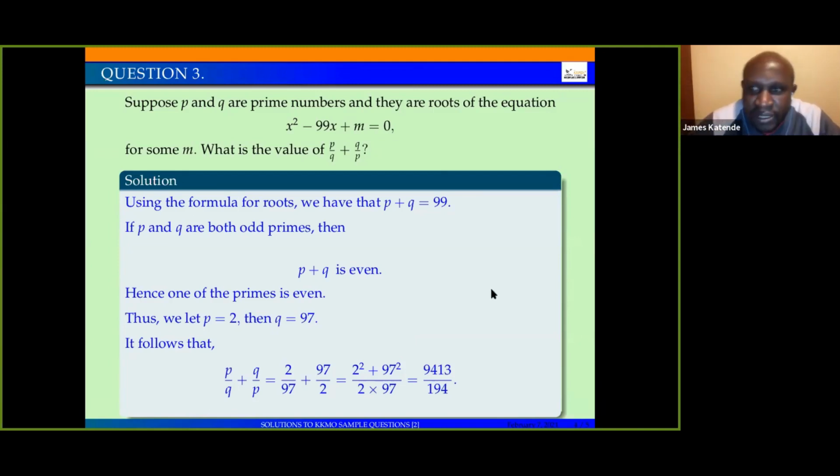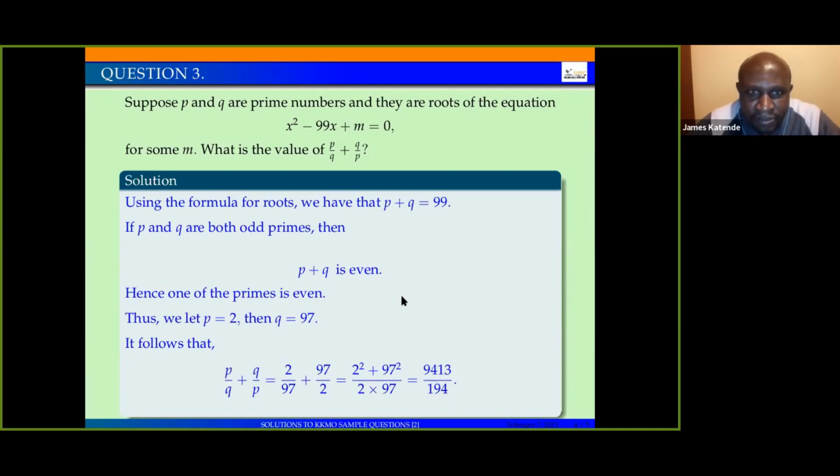Good. So the only option you have is one of them must be 2, and then that forces the second one to be 99 minus 2, which is 97. So once you have the values of P and Q, you just put them back into this expression, and you'll obtain the value to be 9,413 divided by 194.